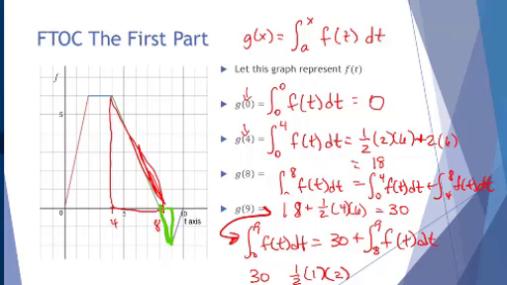The interesting thing to keep an eye on, though, is remember this particular triangle, the green one, is below the x-axis, which means its area is considered to be negative. So instead of adding it, in this case, we would actually subtract it. So the integral from 0 to 9, also known as g of 9, is going to be given as 29.